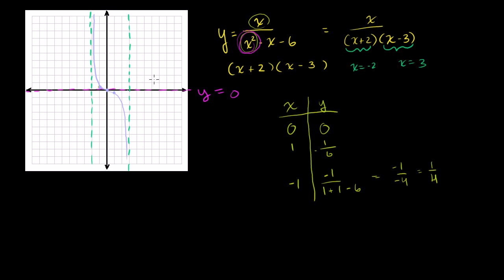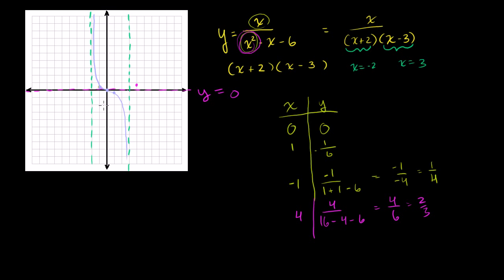Now let's try some points out here to see what happens. What happens when x is equal to 4? When x is equal to 4, you have 4 over 16 minus 4 minus 6. What is that? That's 16 minus 10. That is 6. So this is equal to 4 over 6, which is equal to 2/3. So the point 4, 2/3 is here. So 1, 2, 3, 4.